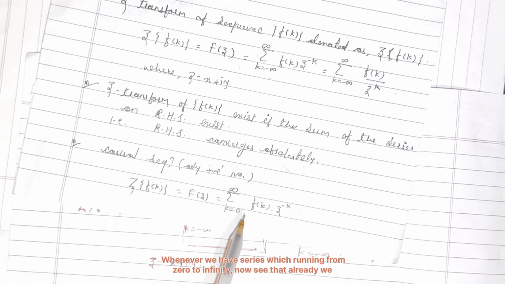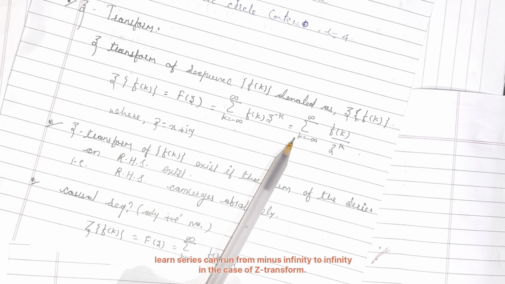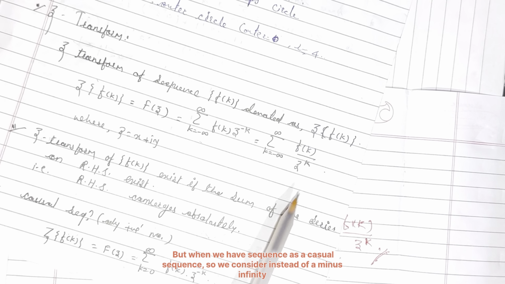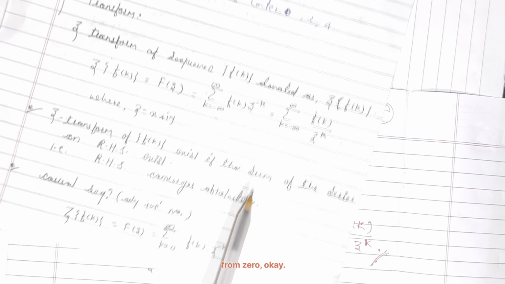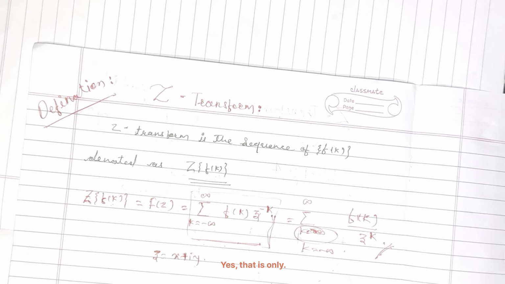Now, we already learned that the series can run from minus infinity to infinity in the case of the Z transform. But when we have a causal sequence, instead of minus infinity we consider from 0. So we write the series from 0 to infinity as the causal sequence, f of k z raised to minus k. I hope you have all understood the definition of causal sequence. It is actually only the positive numbers in our series.